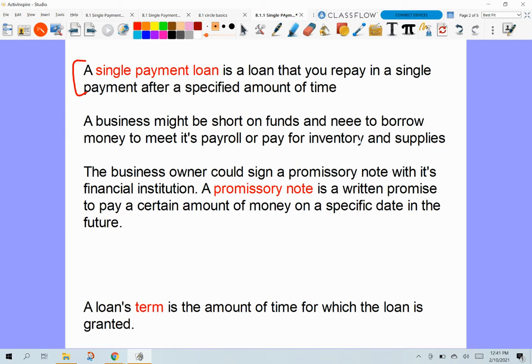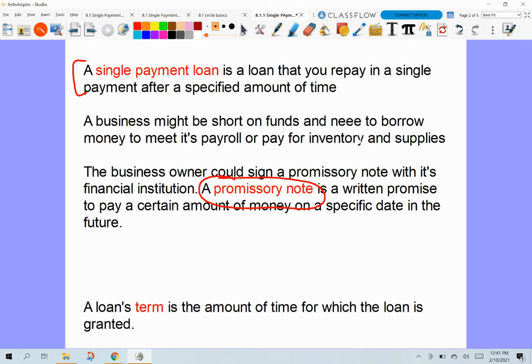You make one payment at the end of 90 days or 120 days or whatever the specified period of time is. Some businesses do this if they are short for whatever reason. Maybe business hasn't been as good during this pandemic. The restaurants may be doing this right now, trying to cover payroll and get supplies to keep themselves afloat. What happens is that business goes to whatever financial institution and they sign what is called a promissory note.